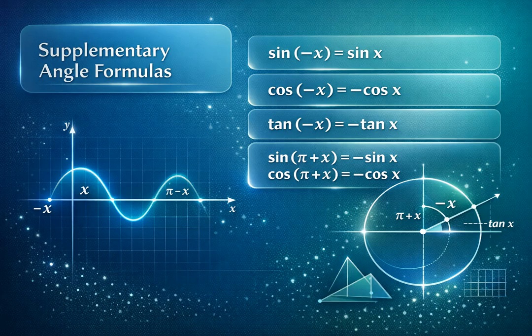Supplementary angles add to 180 degrees or pi radians. Sine of pi minus x equals sine x, but cosine of pi minus x equals negative cos x. Tangent of pi minus x equals negative tan x. For pi plus x, both sine and cosine become negative. Sine of pi plus x equals negative sine x. Cosine of pi plus x equals negative cos x.